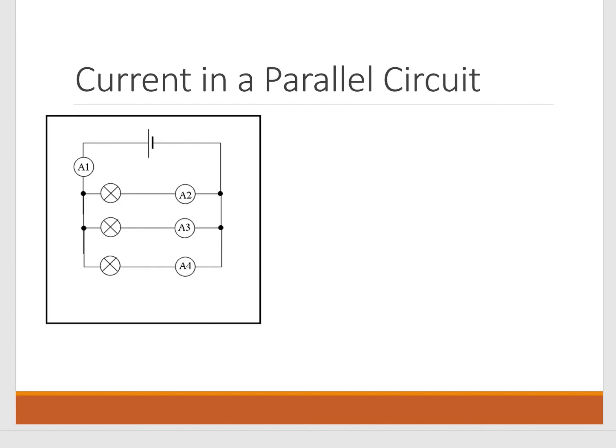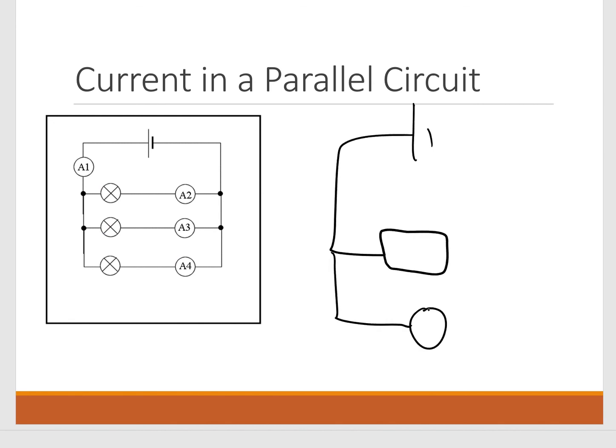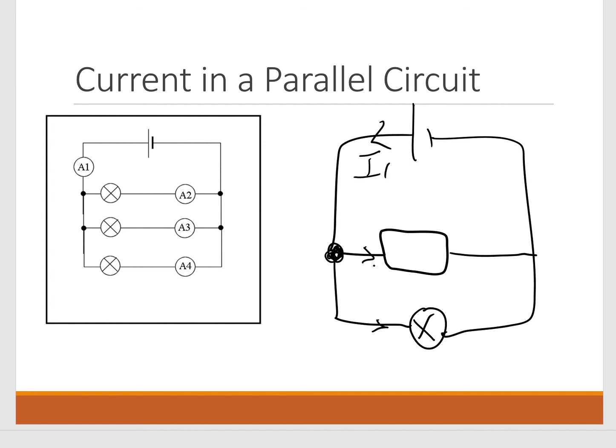Now, if you have a parallel circuit, it will be different, because now when the current comes out, I'm going to draw a simple parallel circuit. Let's say this branch is a resistor, this branch is a light bulb. When the current comes out and reaches a junction, it will then split into two. So let's say this is current I1, this is current I2, and this is current I3.